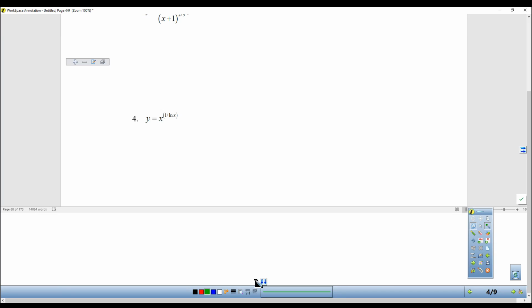Next one. So this one does have an x in the exponent. That's a sure sign that you're going to need to do logarithmic differentiation. So I take the natural log of both sides. That allows me to simplify. So I'm going to bring that 1 over the natural log of x out in front, which just leaves me with the natural log of x. This simplifies quite nicely. These cancel, and I just get this.